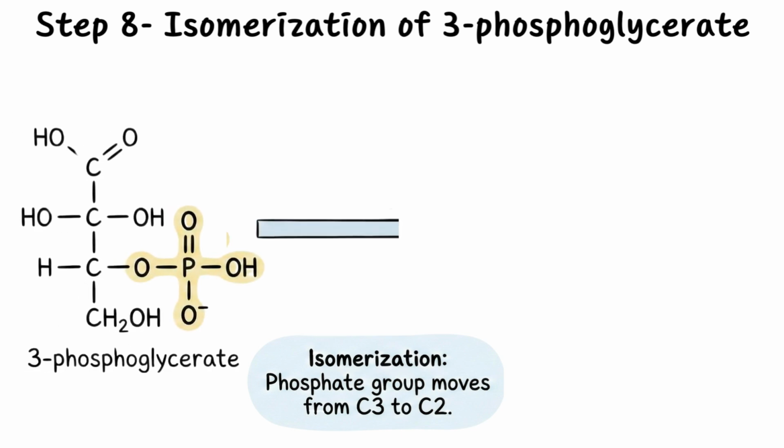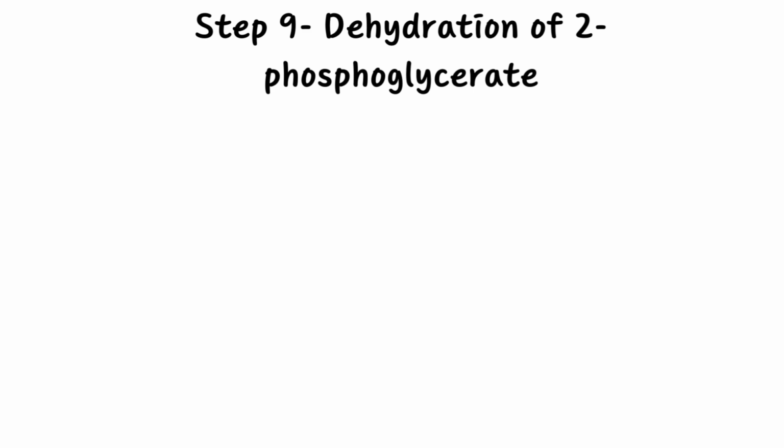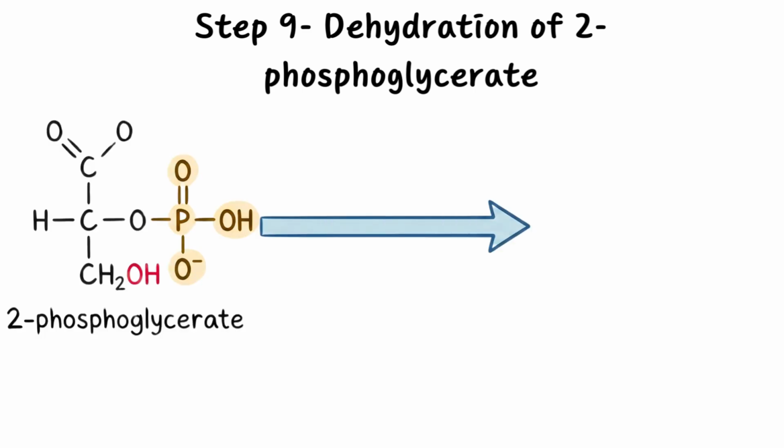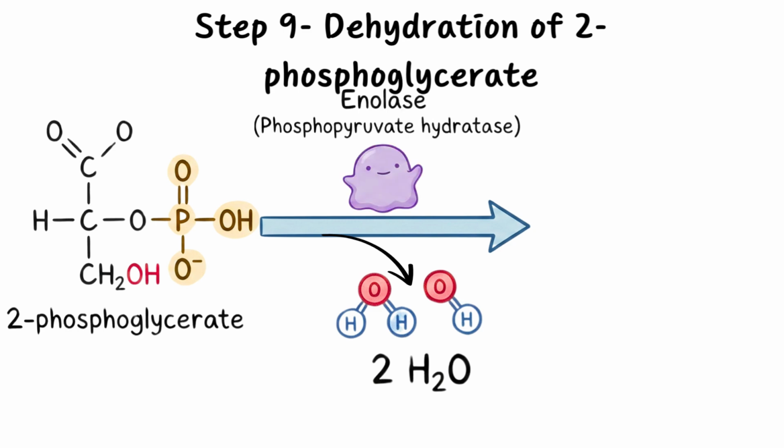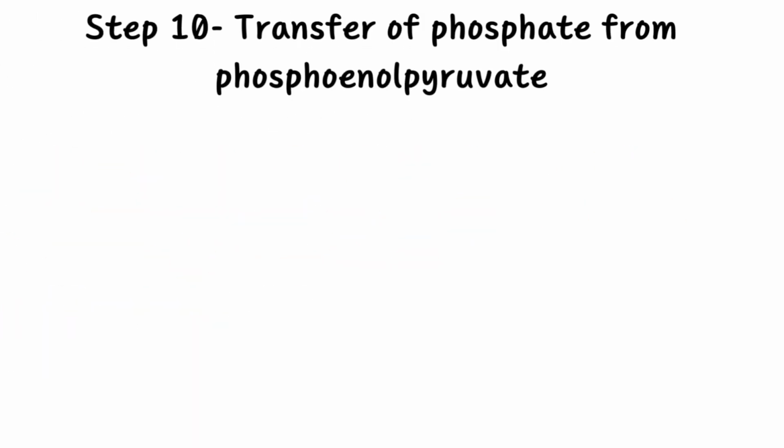3-phosphoglycerate is converted into 2-phosphoglycerate by the enzyme phosphoglycerate mutase. Then step 9, dehydration of 2-phosphoglycerate. Here, 2-phosphoglycerate is dehydrated by the action of enolase, also known as phosphopyruvate hydratase, to phosphoenolpyruvate with loss of two molecules of water. Then finally, step 10, transfer of phosphate from phosphoenolpyruvate.